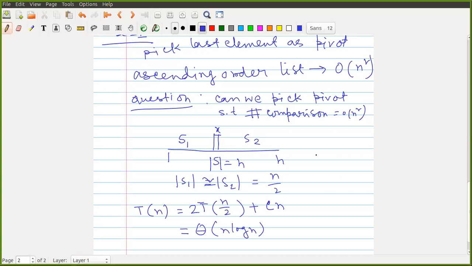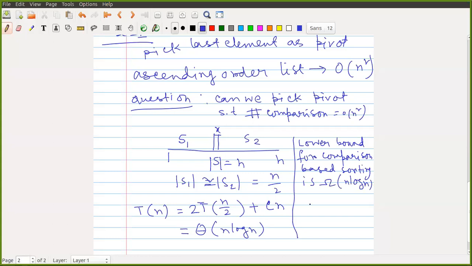right? And we already know the lower bound for comparison based sorting is omega n log n. So basically we are getting an algorithm that is as good as it can be, right?